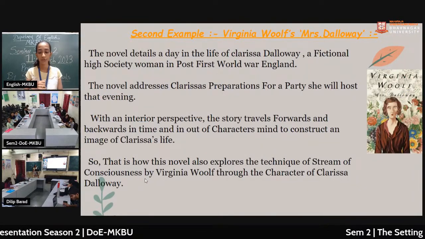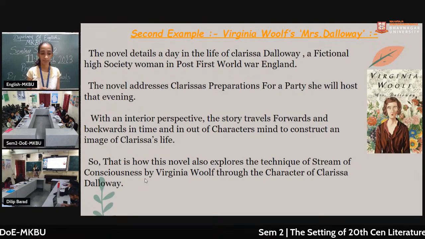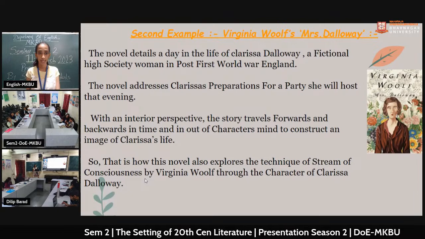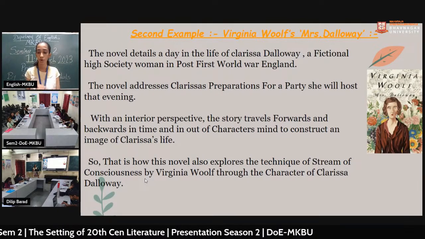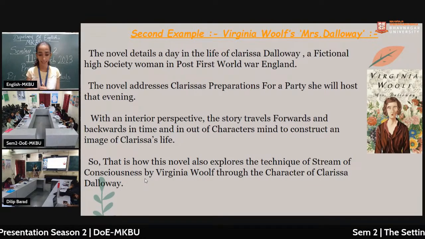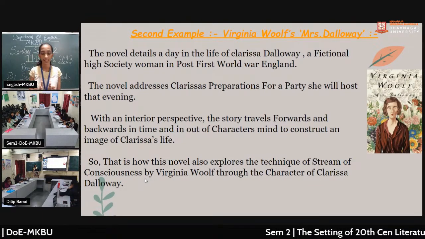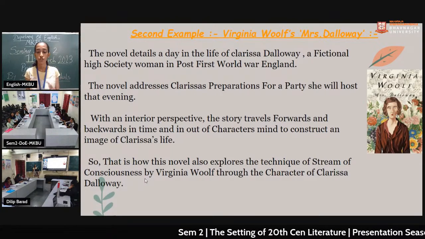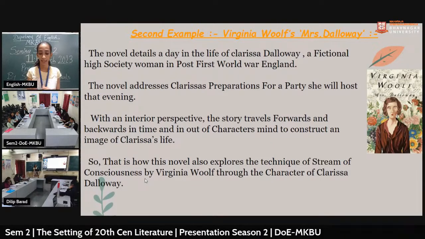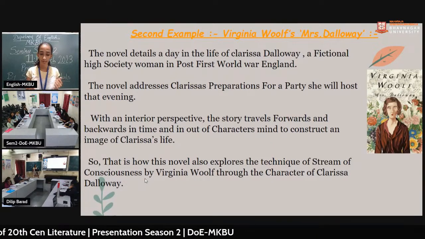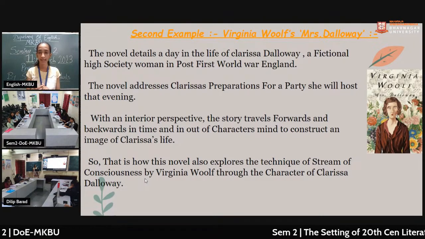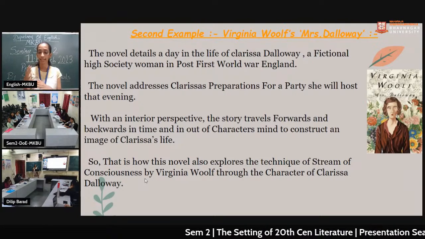Another example is Virginia Woolf's novel Mrs. Dalloway. The novel details a day in the life of Clarissa Dalloway, who is the main character and narrator, a fictional high society woman in post-First World War England. The novel addresses Clarissa's preparations for a party that she will host that evening. With an interior perspective, the story travels both forwards and backwards, meaning past and present in time, and in and out of the character's mind to construct an image of Clarissa's life.